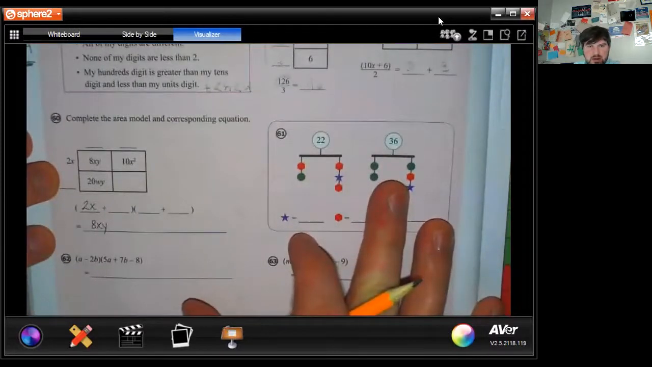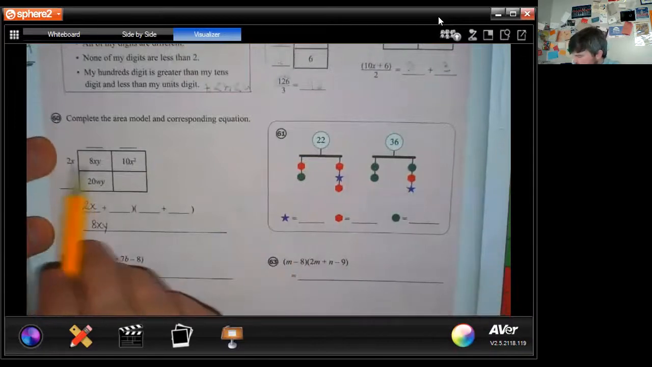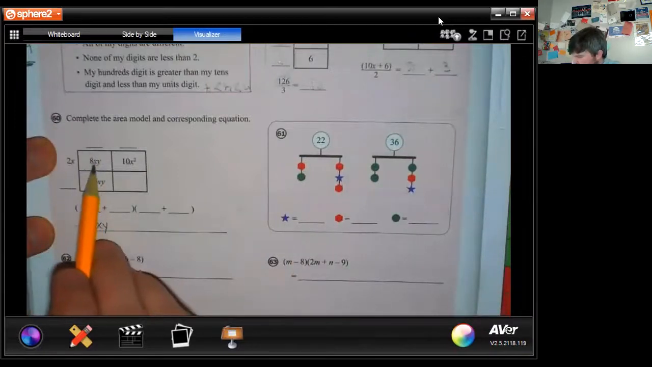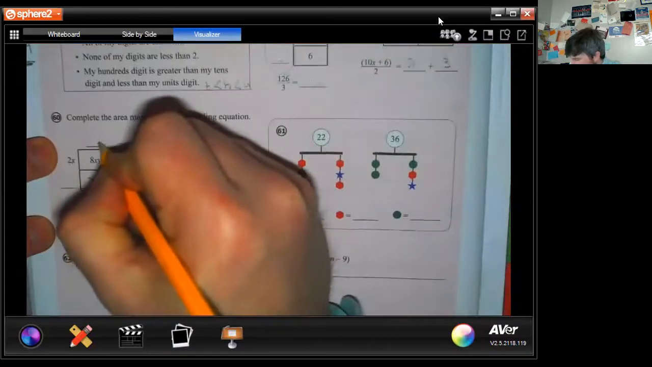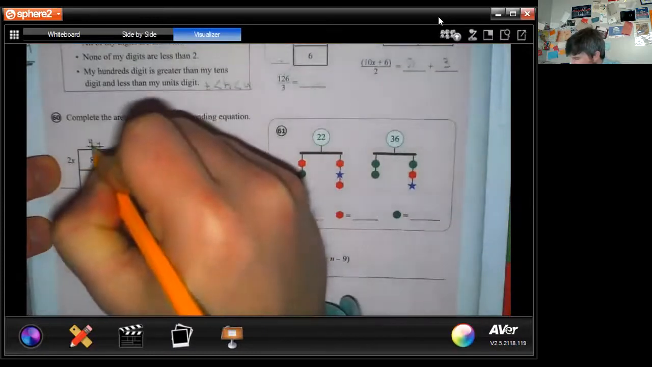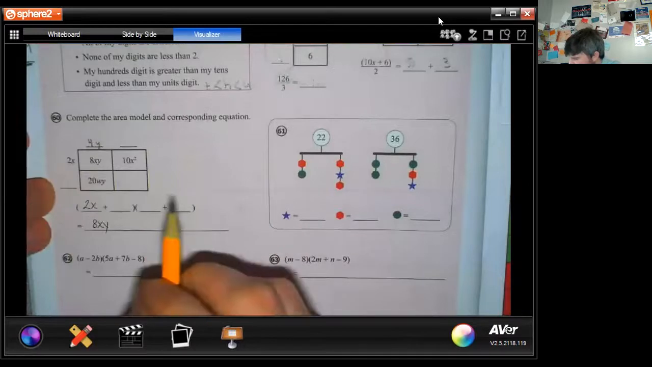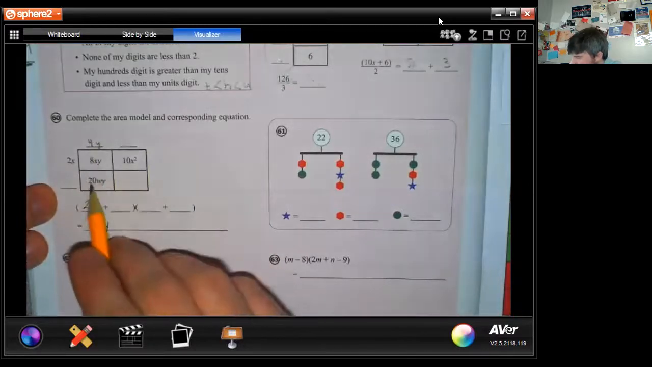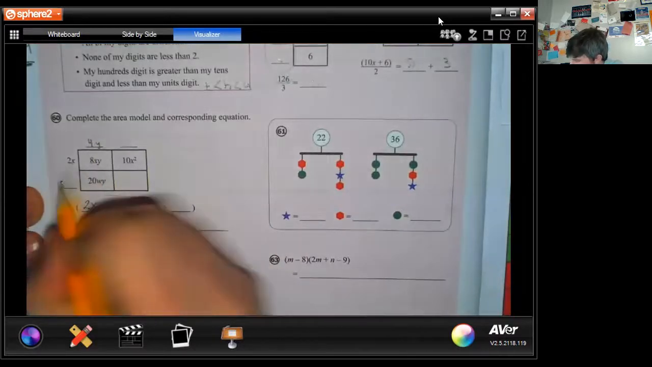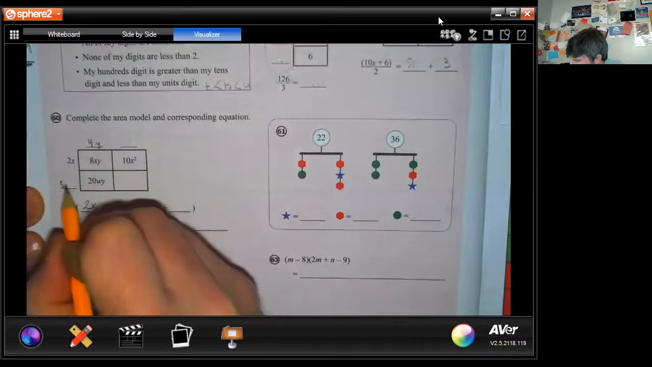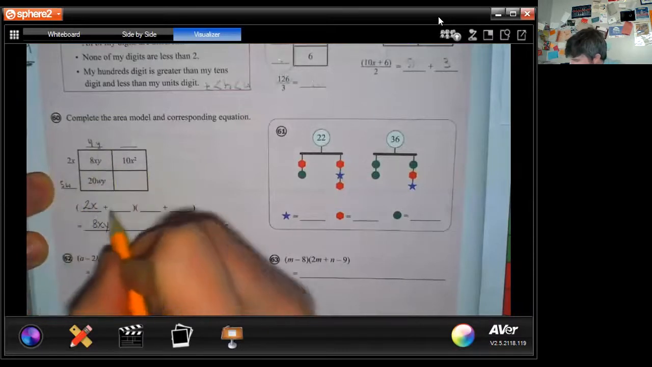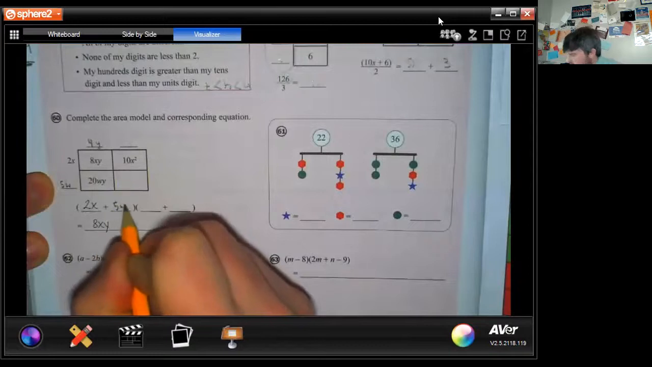Complete the area model and corresponding equation. So you get 2x. 2x times what gives you 8xy? Well, I need a y, and 8 times 4. Okay, so 4 times what number is 20? That would be 5. And then y, I need the w. So this is 2x plus 5w.